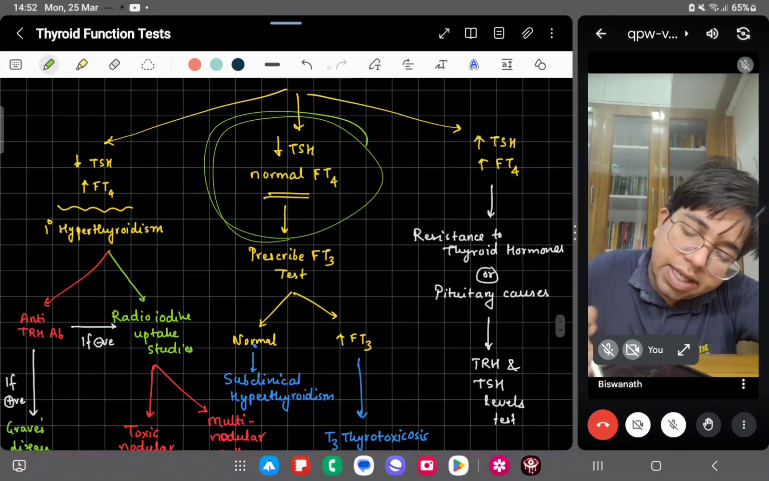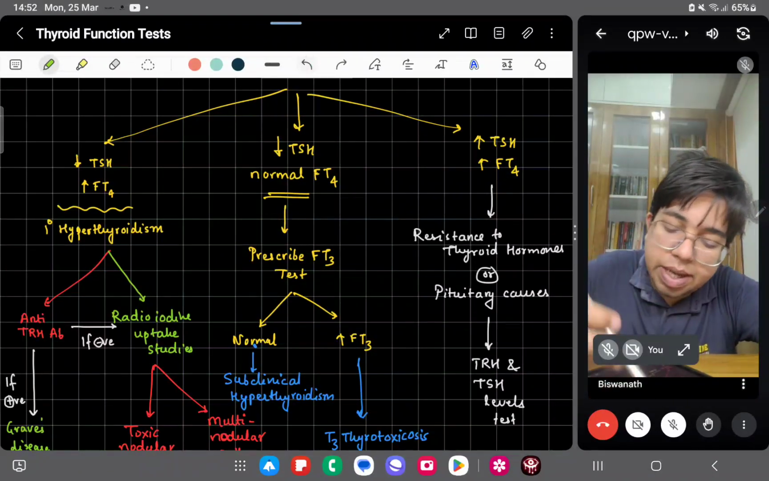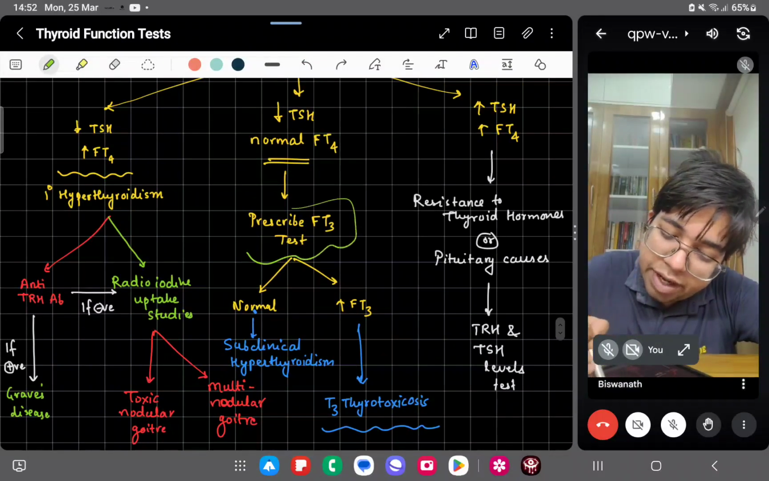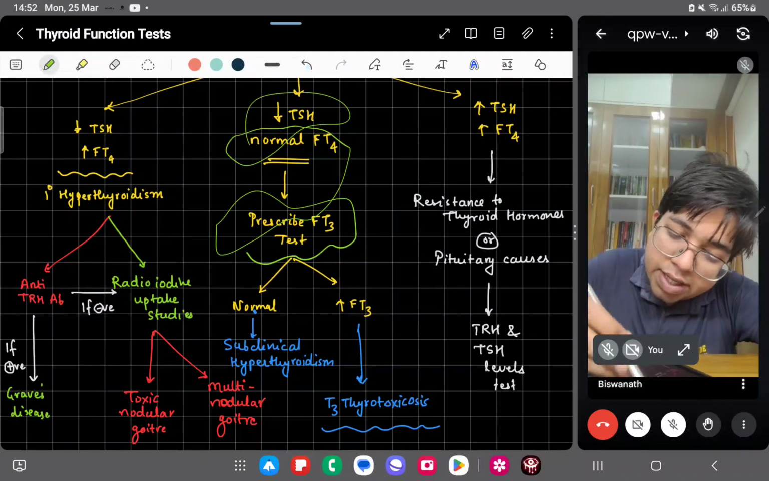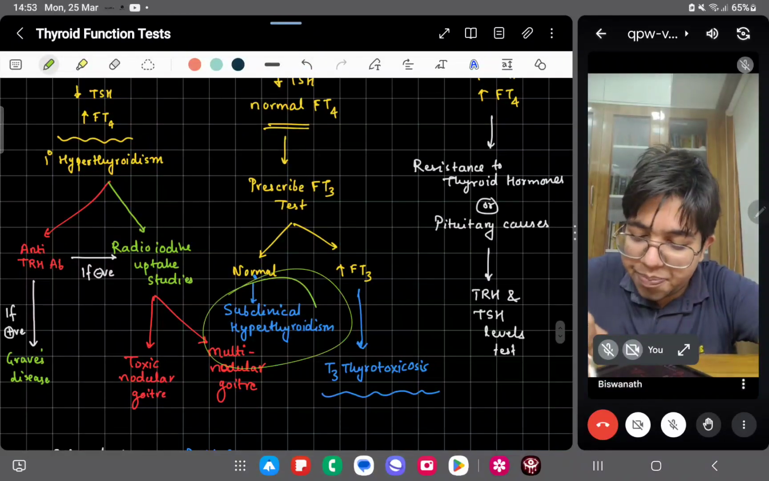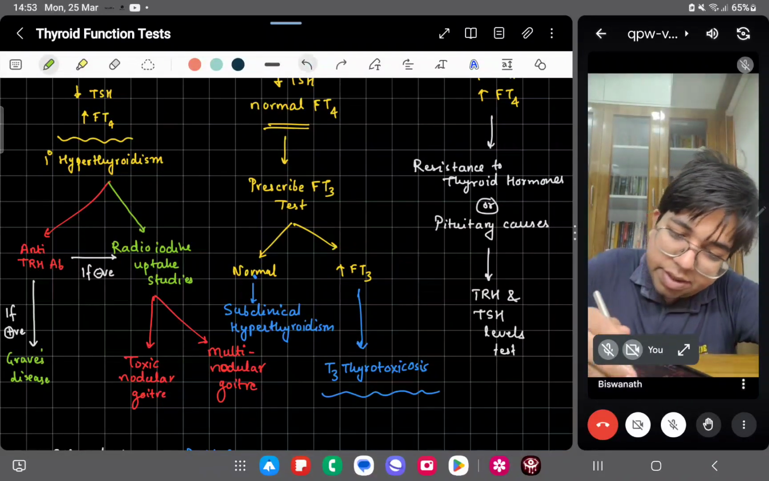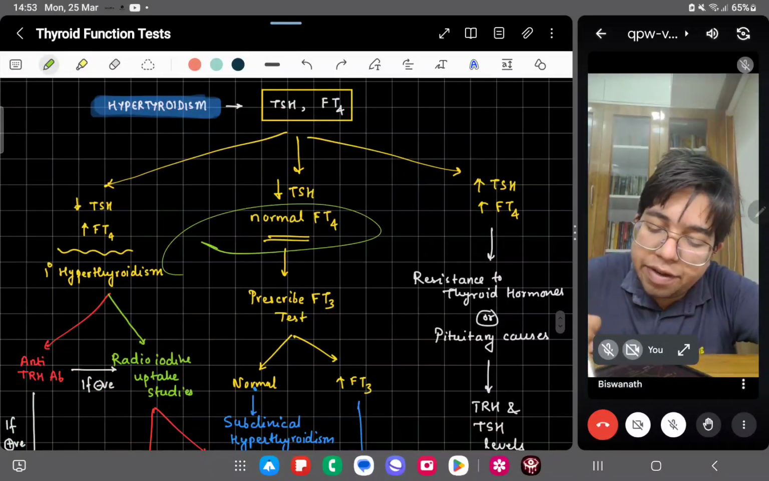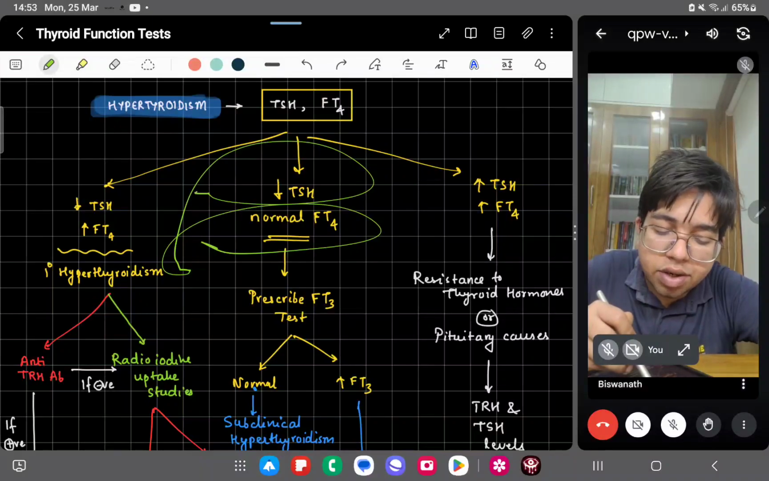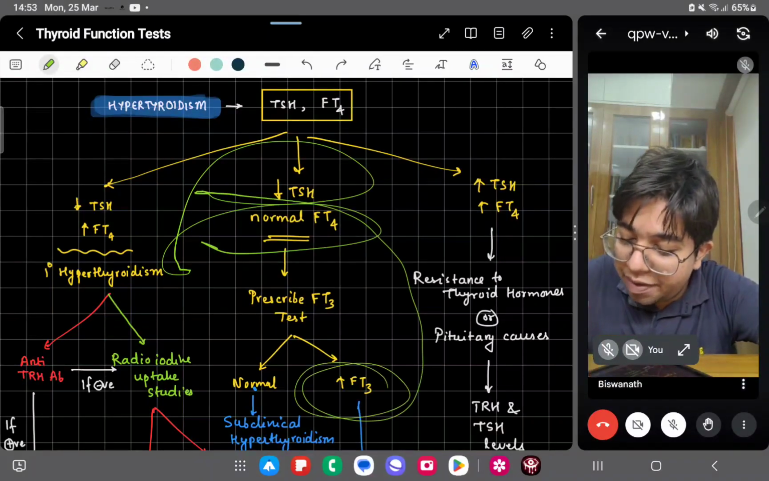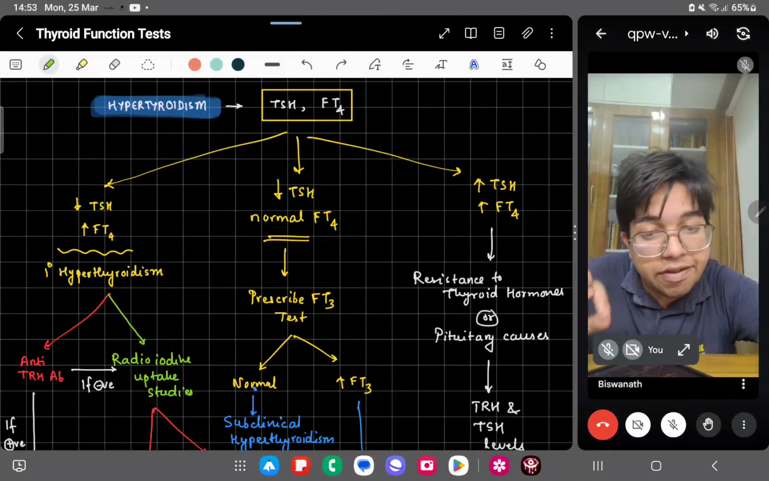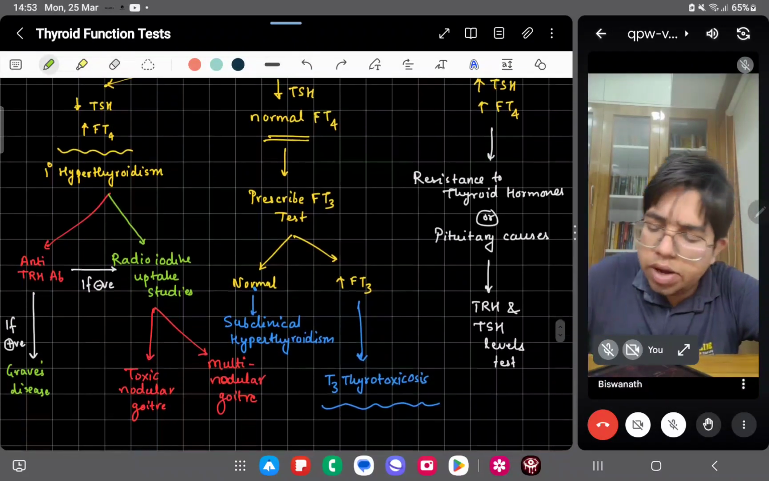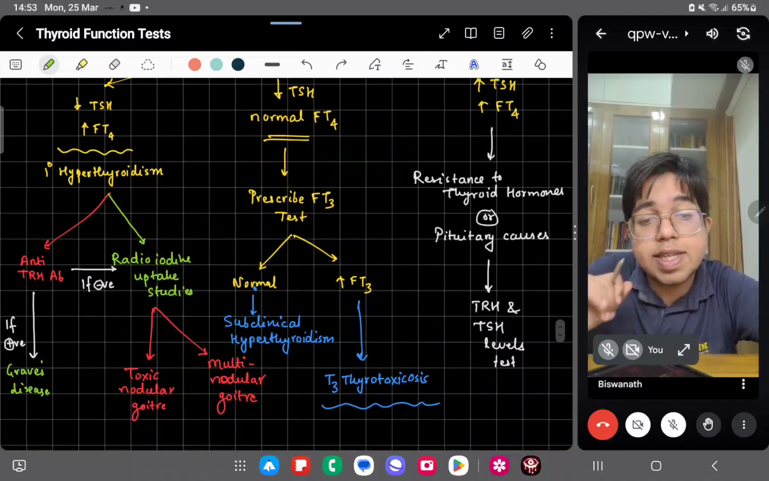If there is decreased TSH and normal FT4, FT3 is prescribed. If FT3 is normal, what does it mean? FT3 is normal, FT4 is normal, TSH is abnormal: subclinical. If FT3 is raised, then you know that it is T3 thyrotoxicosis. That is, FT4 is normal, TSH is decreased, that is no problem, but FT3 is increased. That is, the problem is in FT3. So T3 thyrotoxicosis. We'll read in medicine what the management of all this is.